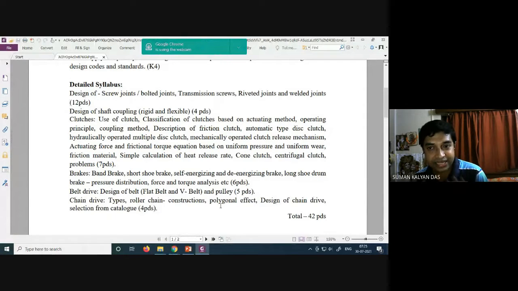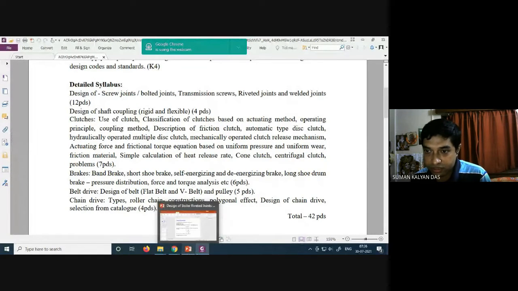Okay, so anything else to tell, or shall I start the discussion of today's topic, that is the riveted joint? Okay, so let me start because none of you are telling anything.